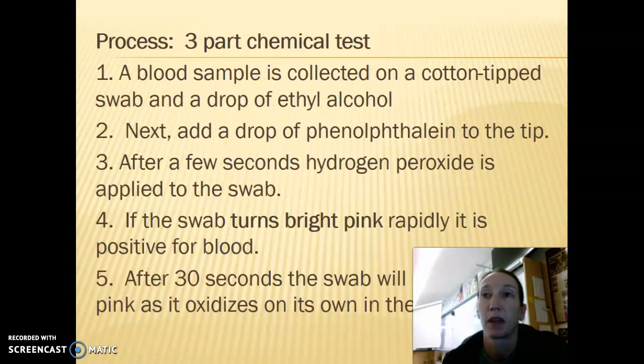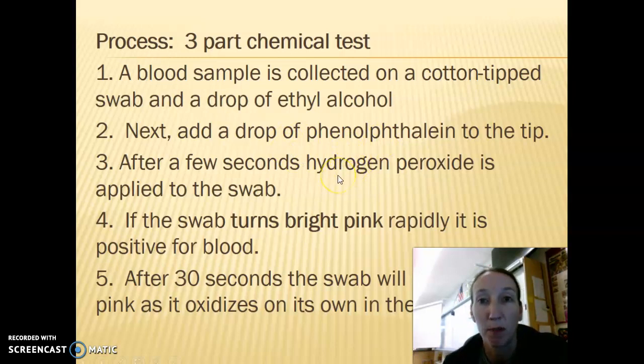And here's the sequence. First you put the ethyl alcohol on there, just to help clean it, to allow the hemoglobins to be more active and available to test. Then after you add the alcohol, you add the phenolphthalein. Phenolphthalein, the pH indicator, is like oxygen starving. As soon as oxygen reacts with it, it's going to turn a color, and it turns pink.